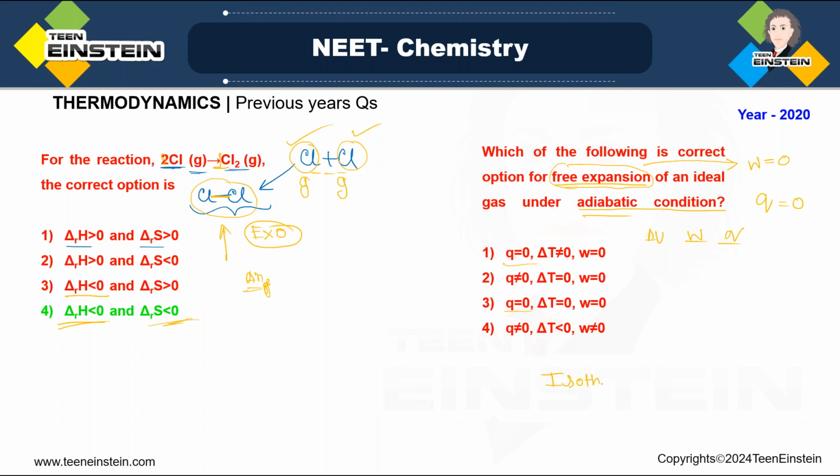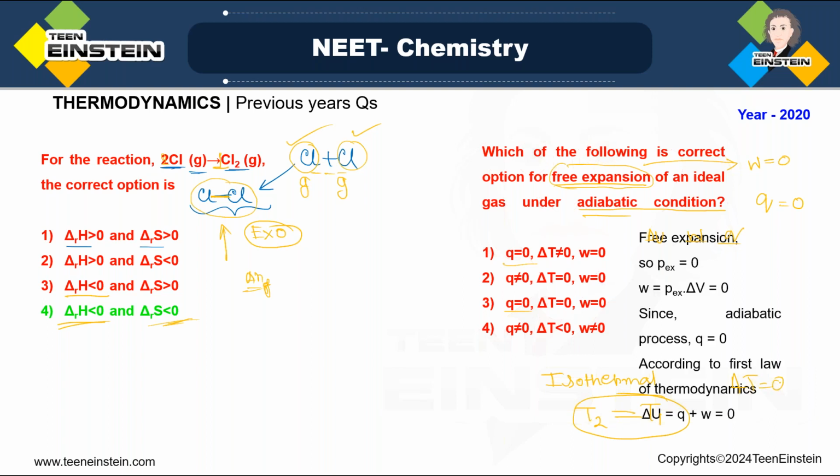There is no change in temperature. So whatever your final temperature T2 is, and whatever your initial temperature T1 is, both are actually the same. So that is why it is isothermal, and del T will also be 0. Considering all this, we can get the answer, which is option 3.